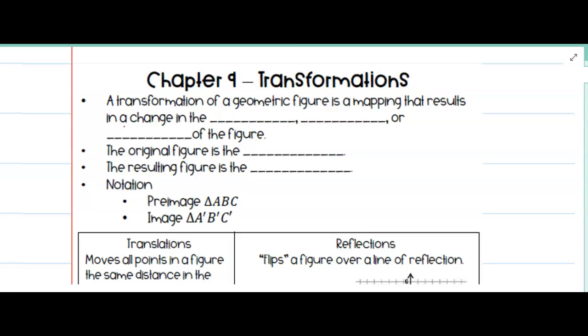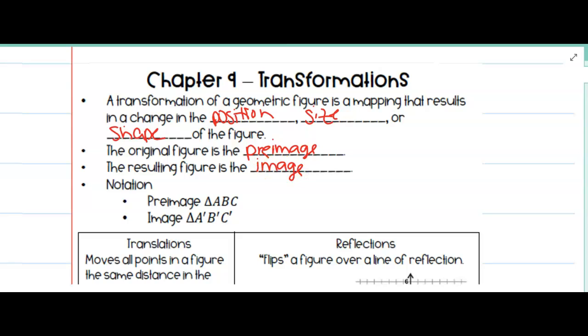A transformation of a geometric figure is a mapping that results in a change of either the position, so where it's at, the size, or could change the shape of a figure. Now, we're going to be talking about two figures here. We're going to talk about the original figure, which is going to be called the pre-image, and the resulting figure is going to naturally be the image.